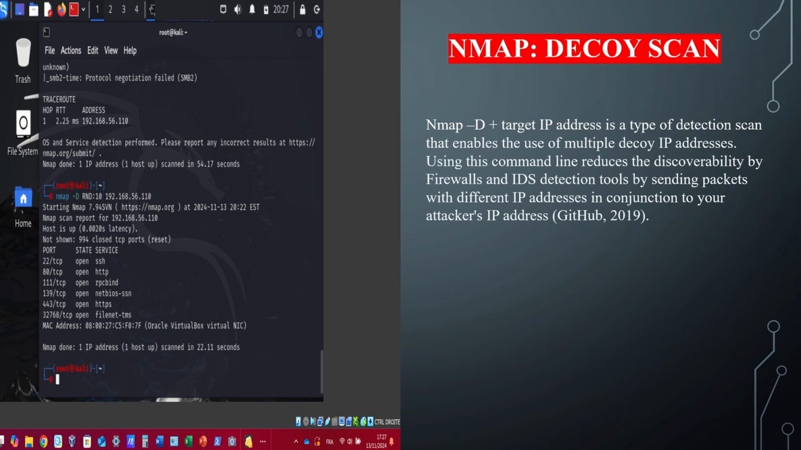Nmap switch D plus target IP address is a type of detection scan that enables the use of multiple decoy IP addresses. Using this command line reduces the discoverability by firewalls and IDS detection tools by sending packets with different IP addresses in conjunction to your attacker's IP address.